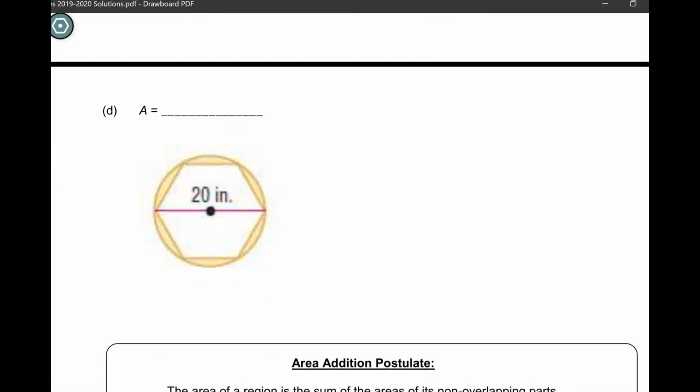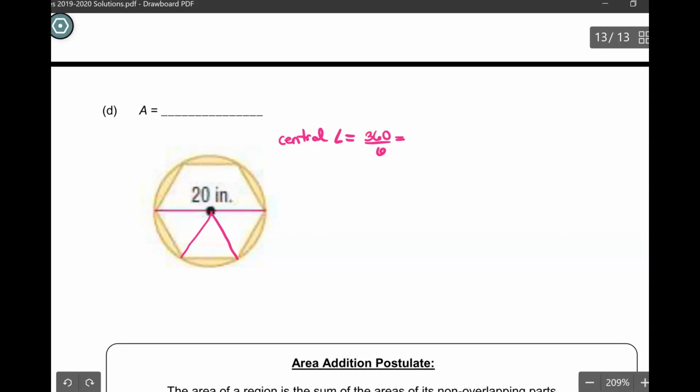Okay, for D, I have the area of the circle, and then I'm going to have to subtract the area of the hexagon. So what I'm going to do first, I'm going to picture, okay, here's my triangle I want to work with. The central angle is 360 divided by 6. It's a hexagon, so that's 60. And then I want to cut that in half. So this will be a 30, 60, 90 triangle.